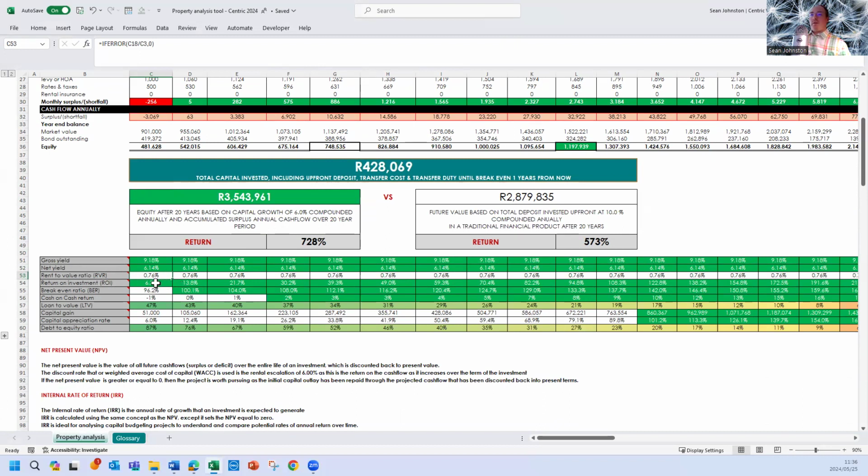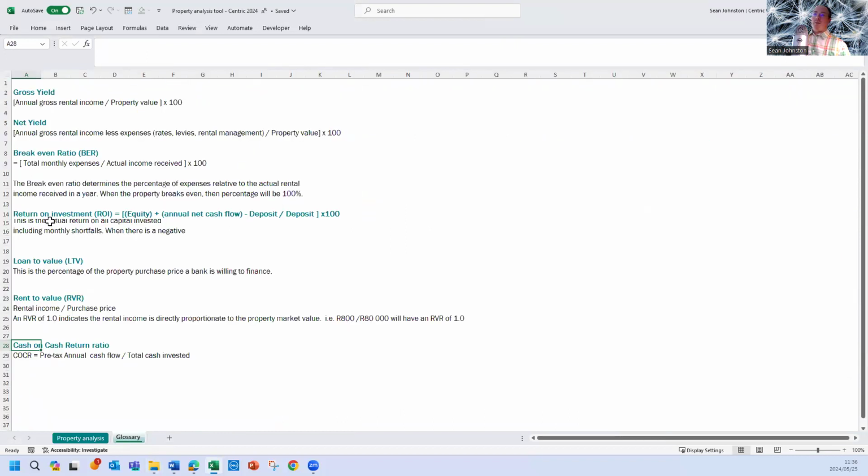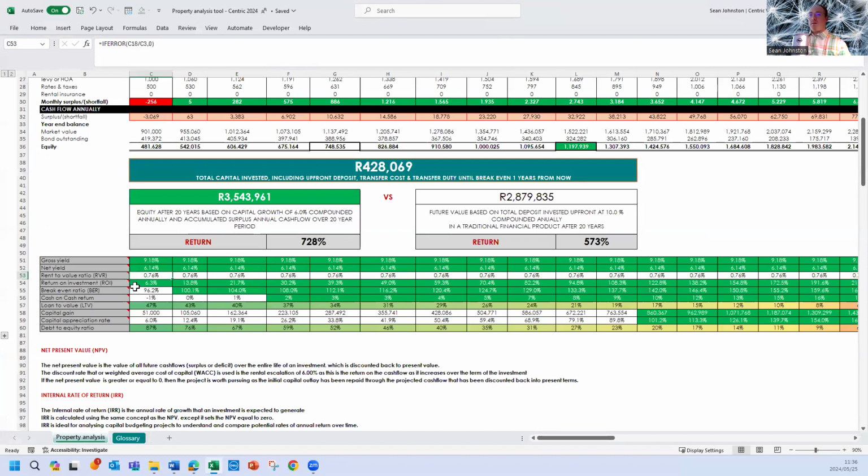Then you've got the return on investment, ROI. This is the formula for ROI. I wouldn't spend too much time on the return on investment, because that amount does become quite high over time, which is not really a true performance metric that one would need to follow.